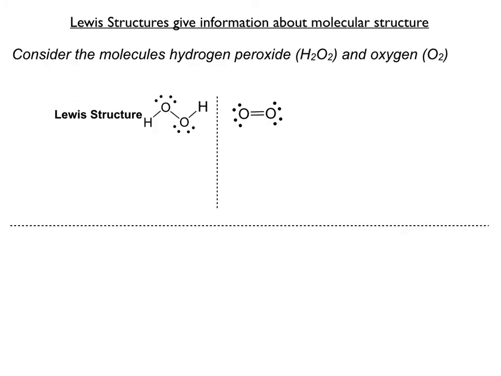In order to learn a little bit more about why it's important to recognize resonance structures, let's go back to some other Lewis structures and see some of the information that a Lewis structure can give us. To start off, we're going to look at 2 molecules, hydrogen peroxide and oxygen. Hydrogen peroxide, or H2O2, the Lewis structure is shown, and then the Lewis structure of molecular oxygen is also shown. We can define a couple terms to go with these Lewis structures.